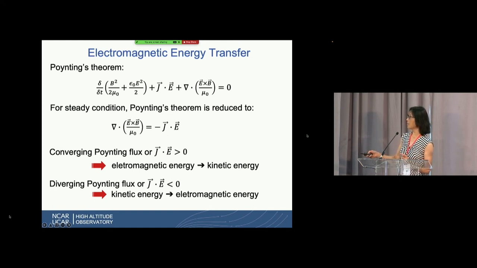So if you have a converging Poynting flux, that means J dot E is positive. This means electromagnetic energy is converting to kinetic energy, so it's an energy sink. However, if it's a diverging Poynting flux, then J dot E is negative, and this gives you the energy generator.